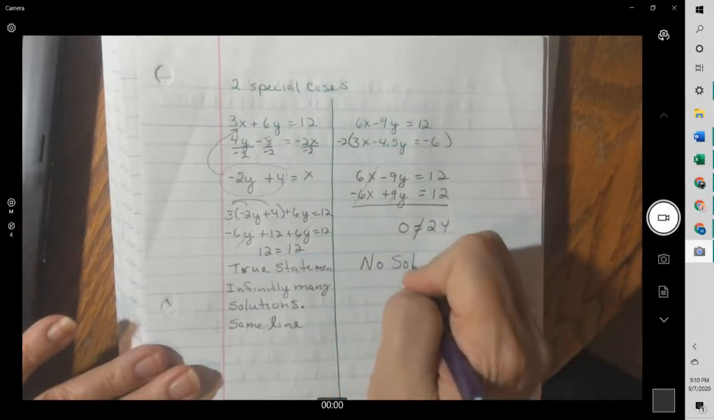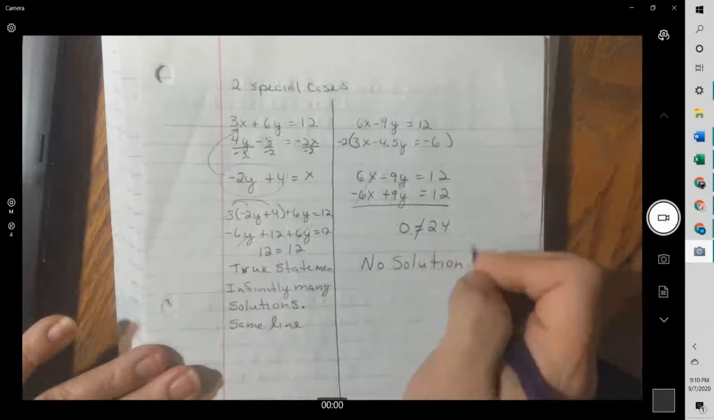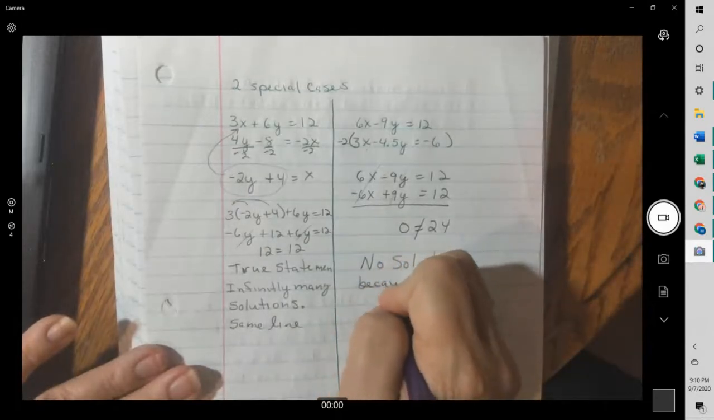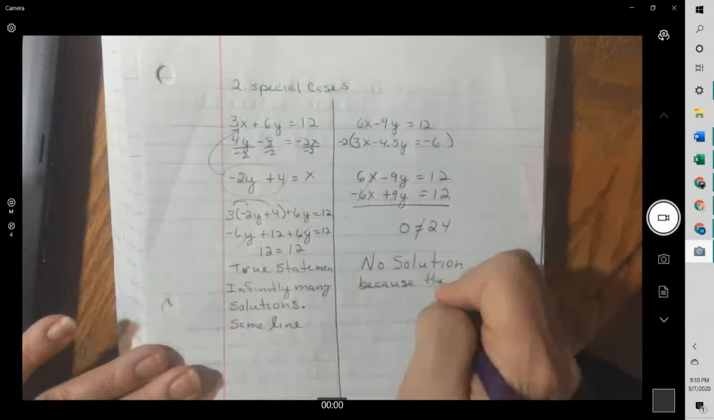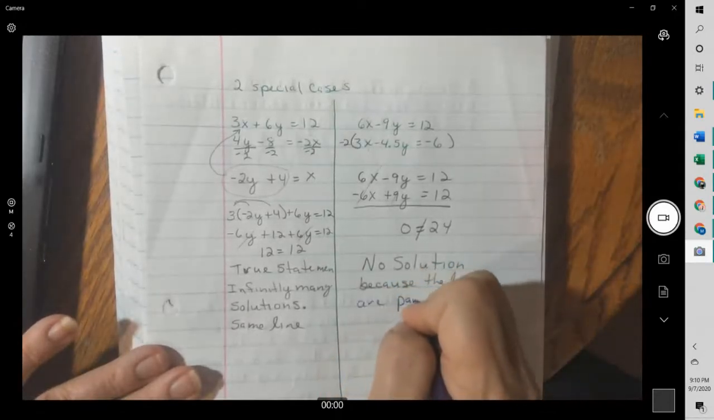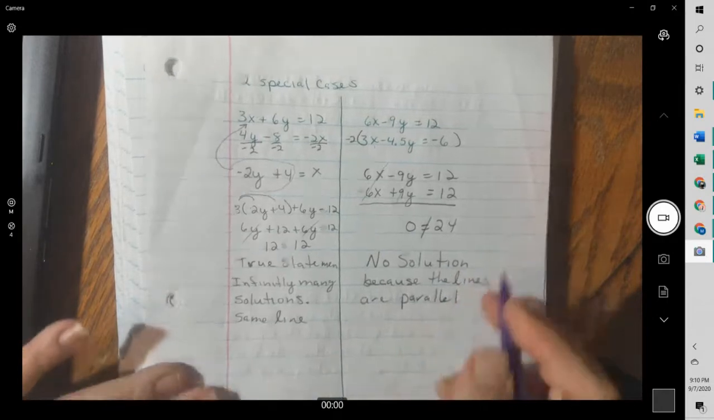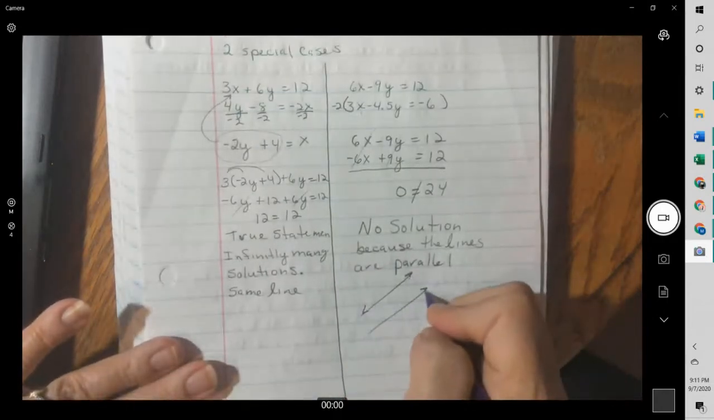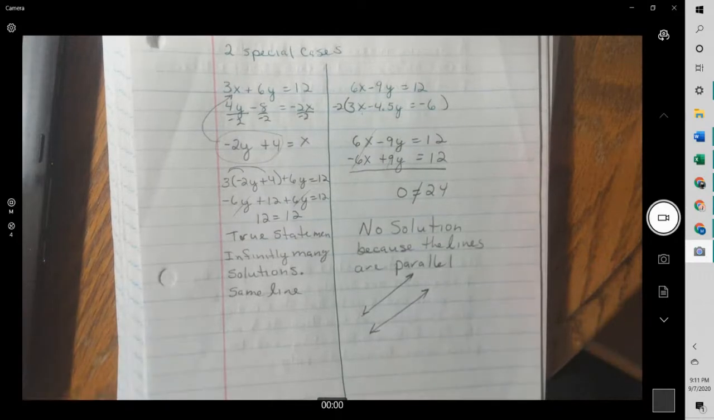There's no solution. The reason there's no solution is the lines are parallel. That means they never intersect. So they're parallel.